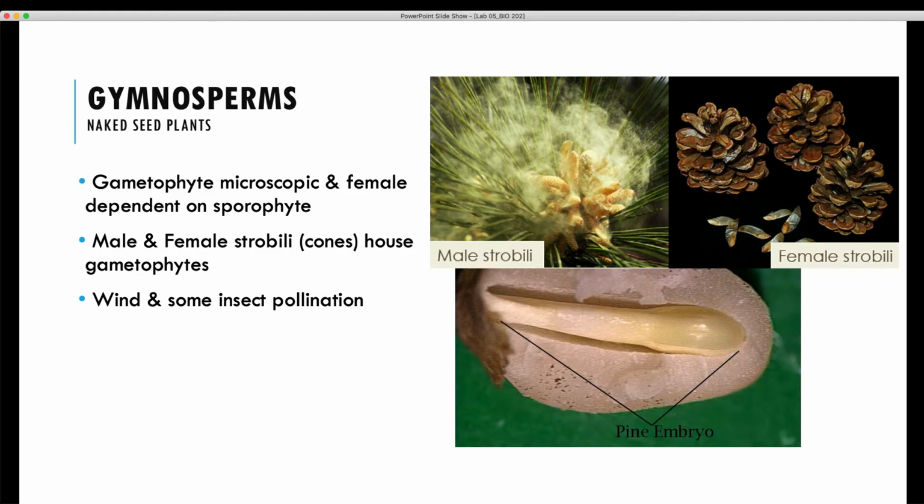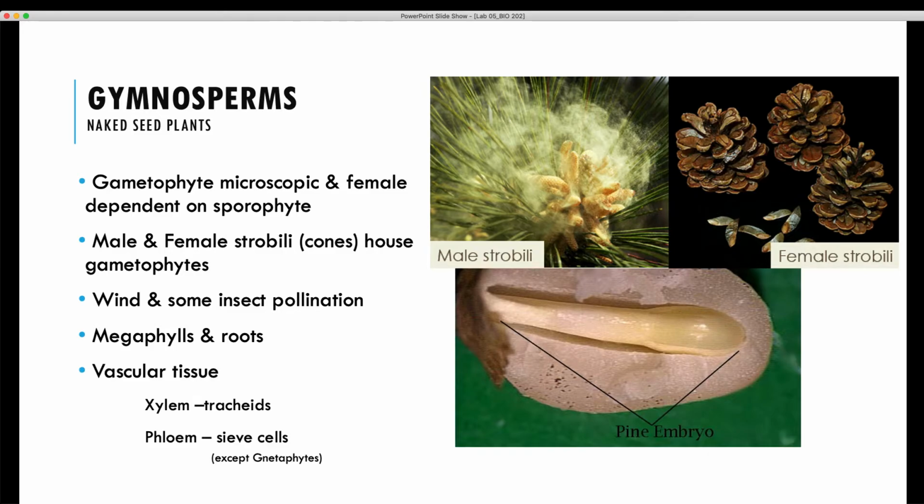In gymnosperms, we do wind pollination and some insect pollination as well. We have true leaves and roots and vascular tissues. Our vascular tissues are going to be xylem and phloem. Xylem comes in the form of tracheids, which are like giant, think boba straw tubes, right? If you've ever had bubble tea or boba tea, they're just giant tubes that you can suck water up into. And then our phloem, or our little sieve cells, belong to every group of gymnosperms except for our Gnetophytes. They do not have sieve cells.